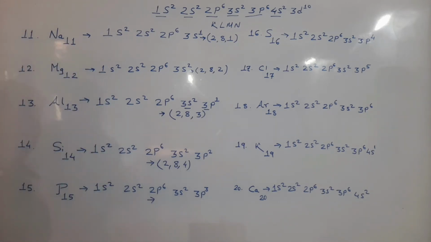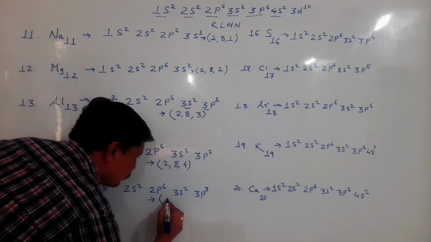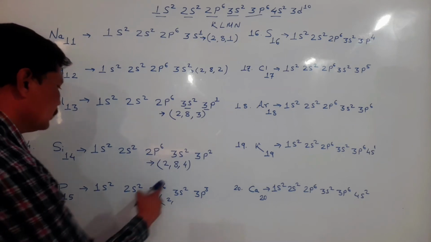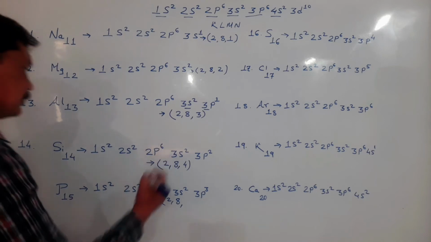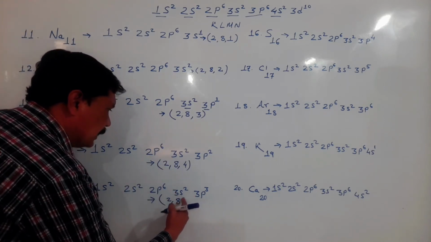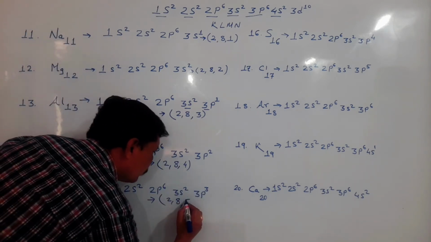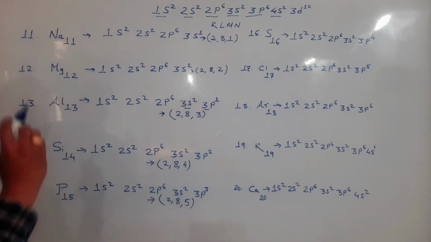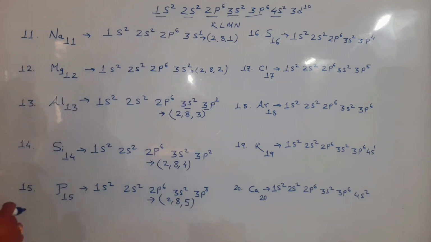Now my dear student, here 1s2, first orbit completely filled. 2s and 2p, 6 plus 2, 8. Second orbit also completely filled. And the third shell, 3s and 3p, 3 plus 2, 5. This is also completely correct according to Niels Bohr.